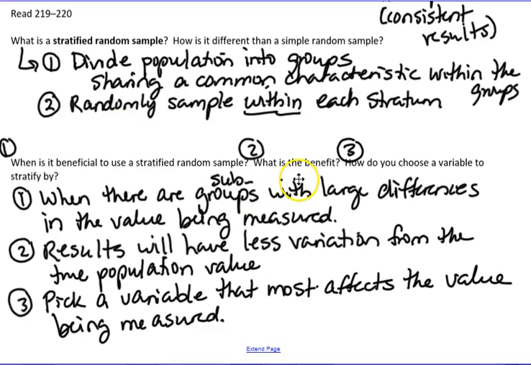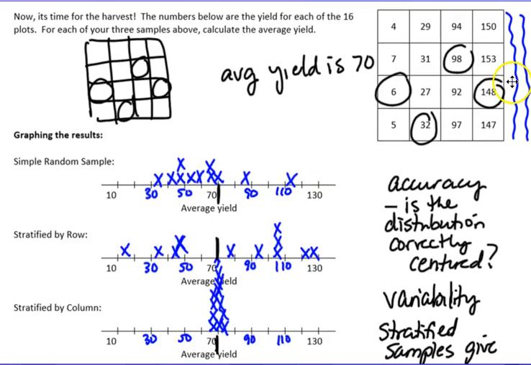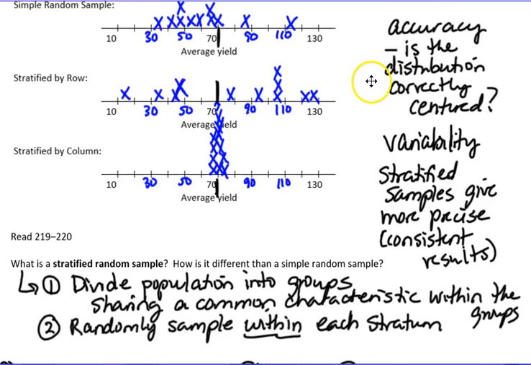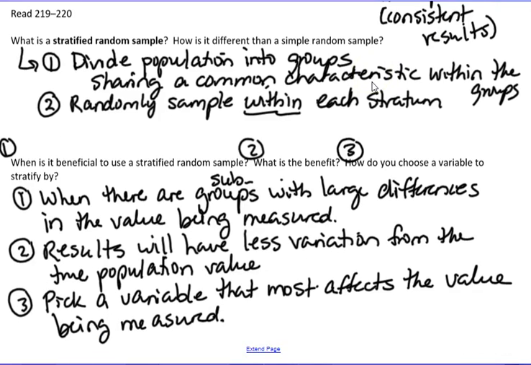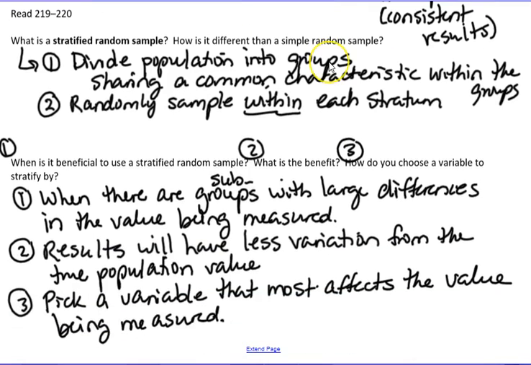When there are subgroups with large differences in the value being measured. So when we look up at our corn population, the subgroups are these columns. There are large differences in these columns with respect to the variable being measured, which was corn yield. What is the benefit? The results will have less variation from the true population value. We saw that here, much less variation in that third column, or third method.